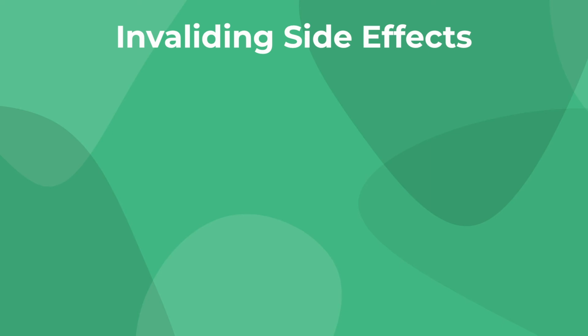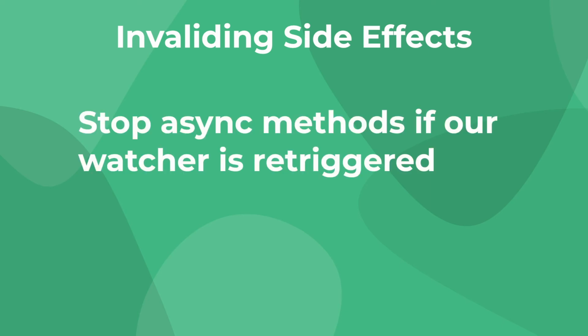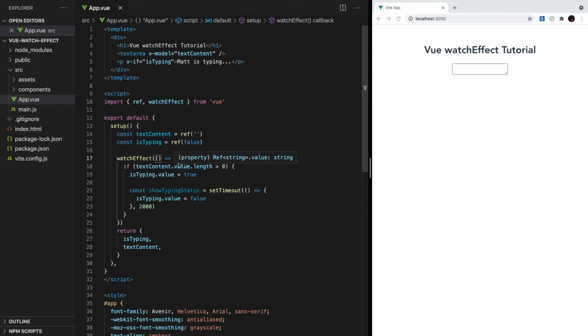Luckily, Vue provides us with a pretty simple way to fix this, called invalidating side effects. This means that we can do something when a reactive state changes before this asynchronous setTimeout is finished. In our case, we want to stop setTimeout from even running if our text content changes within 2 seconds. To set this up, our effect function has an argument called onInvalidate. And this runs if our watcher is called again before our asynchronous side effect completely finishes.